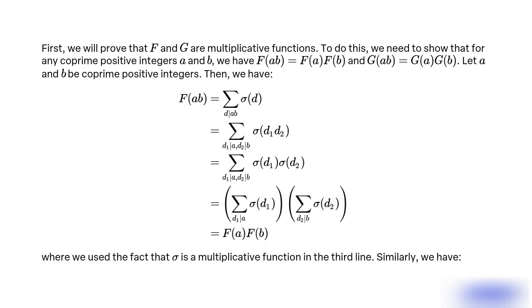To do this, we need to show that for any coprime positive integers a and b, we have f(ab) equal to f(a)f(b) and g(ab) equal to g(a)g(b). Let a and b be coprime positive integers.